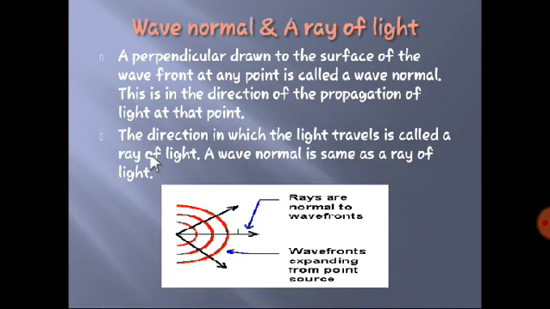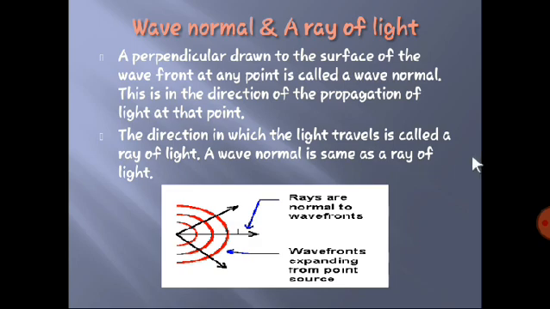Now what is a ray of light? The direction in which a light wave travels is called a ray of light. A wave normal is the same as a ray of light. We are considering the wave normal as a ray of light. Both are the same, alright?